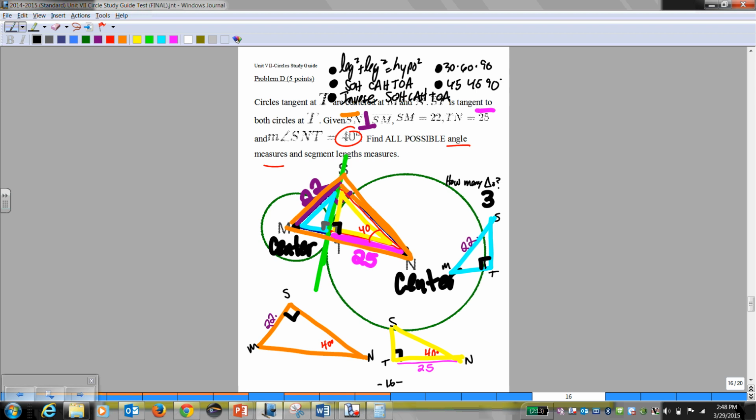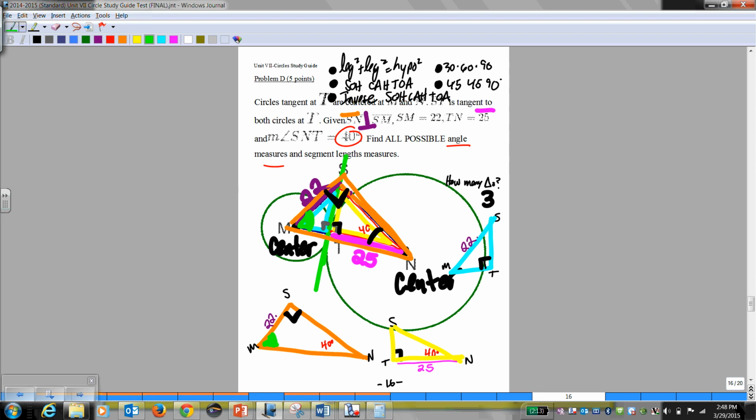Ready? Let's start looking at what we can find here. Let's start with something simple. Look at this orange triangle. That's 90. That's 40. So let's come over here and find this angle right over here.